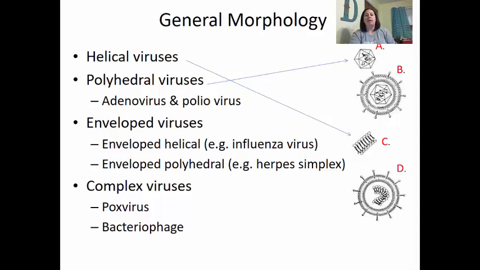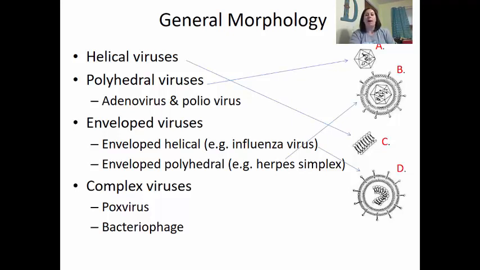Some viruses are enveloped. If they are helical enveloped viruses, they're going to have that helical structure with an envelope around it. That's what you can see here with D. This is going to be like influenza, which causes the flu. We also have some enveloped polyhedral examples here. This is going to be like herpes simplex, so it has a polyhedral structure, but it's inside of an envelope.